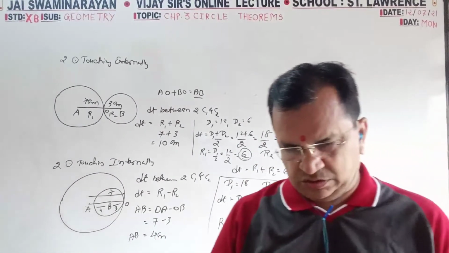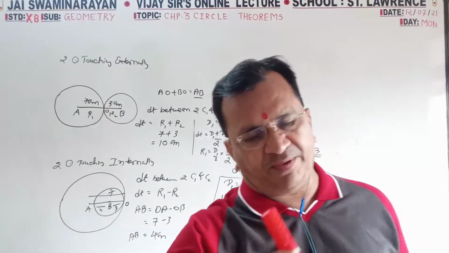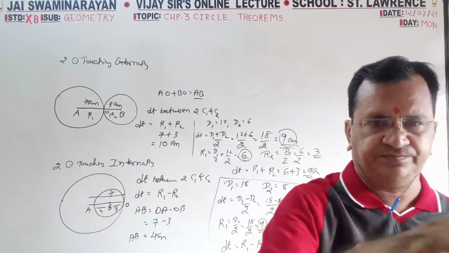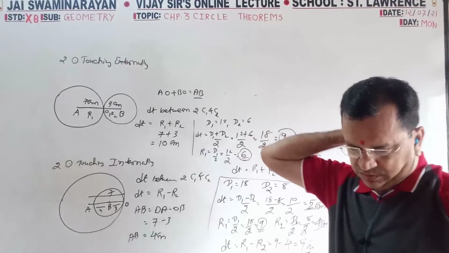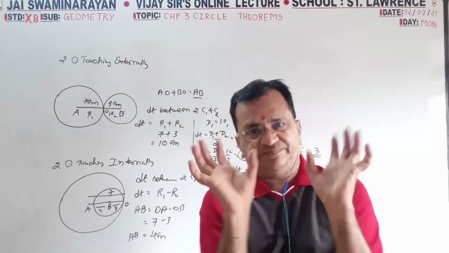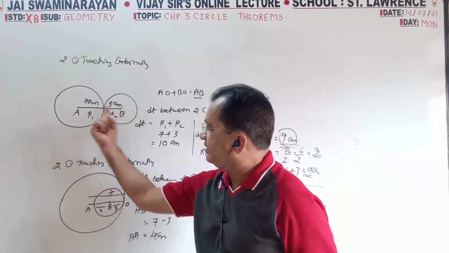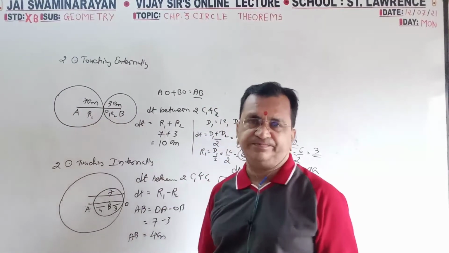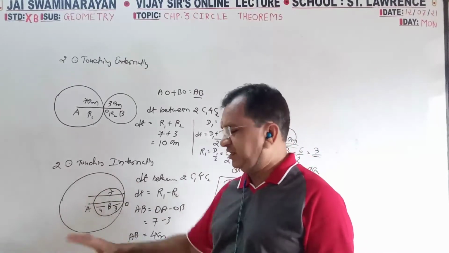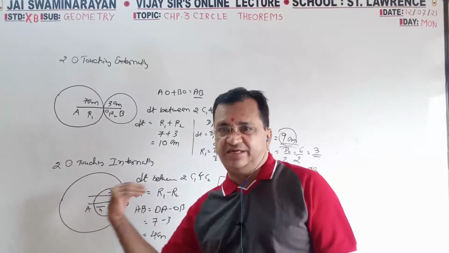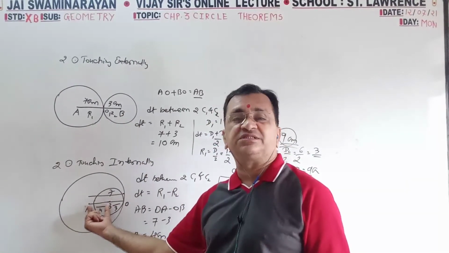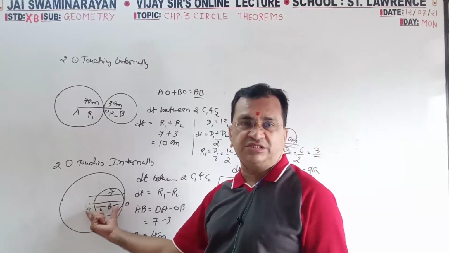So on these two geometrical points, I have given 4 different calculations. If two circles are touching externally, then radius plus radius is equal to the total distance. If two circles are touching internally, circle into circle, touching from inside, then big radius minus small radius is equal to the distance. AO minus BO is equal to AB.